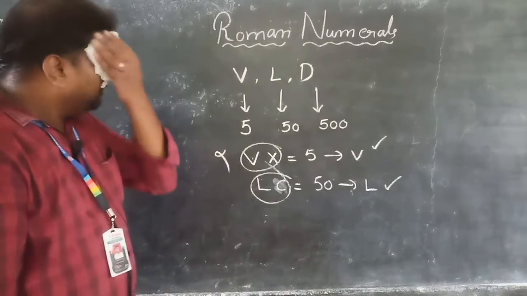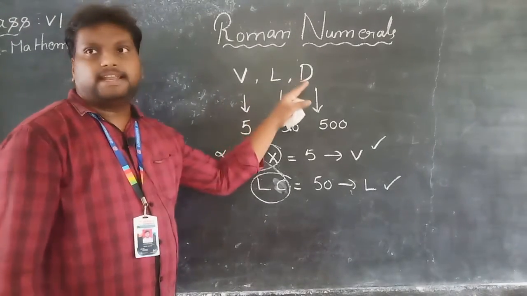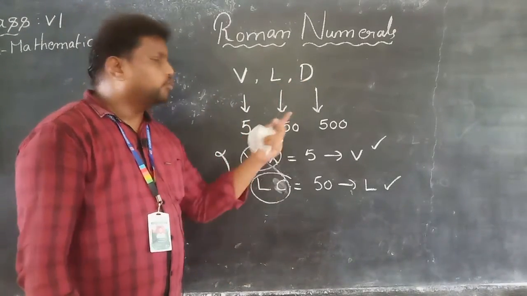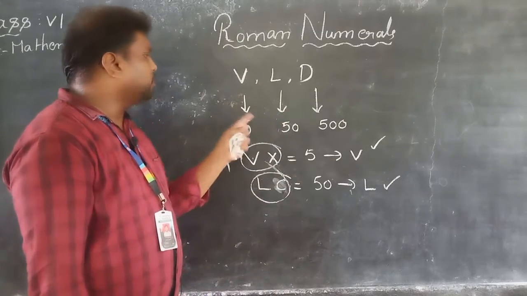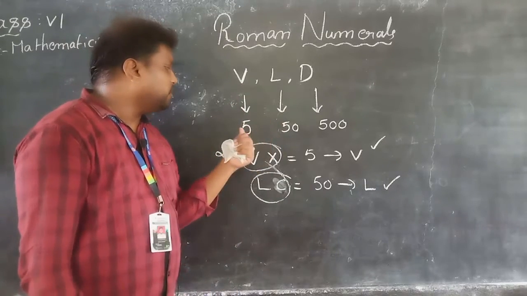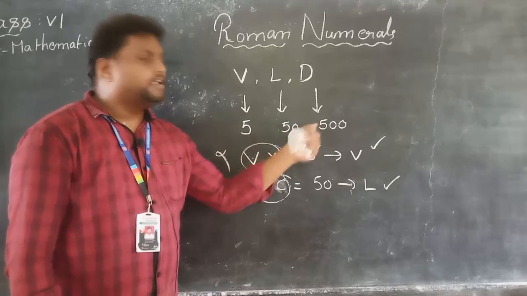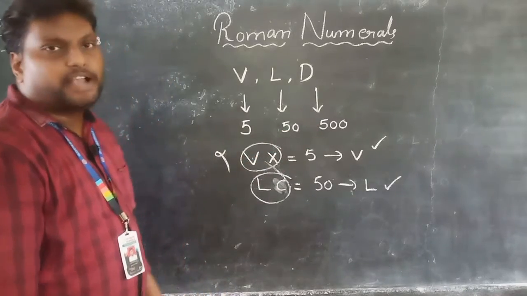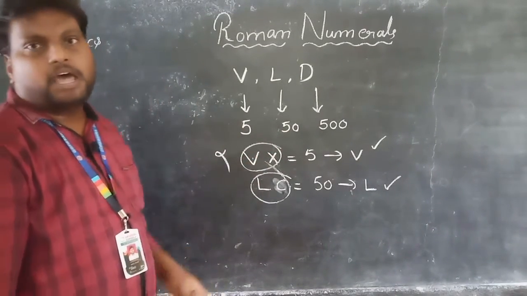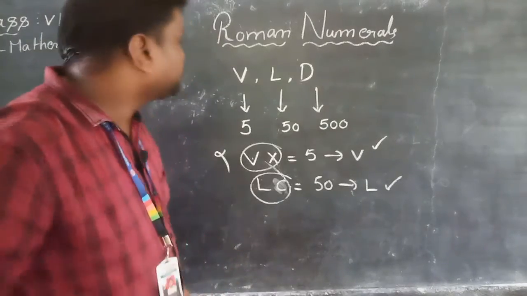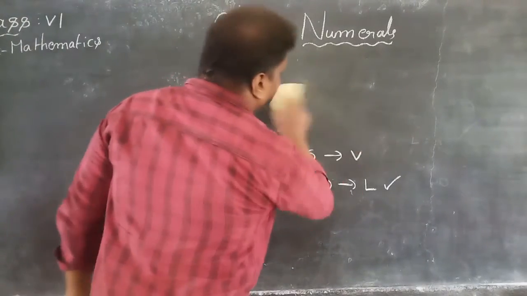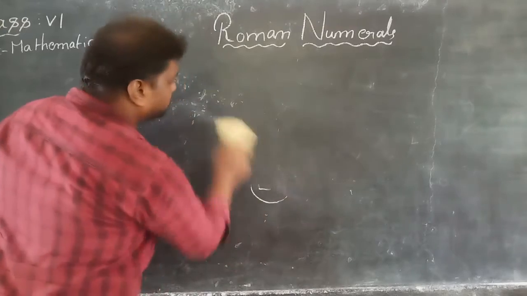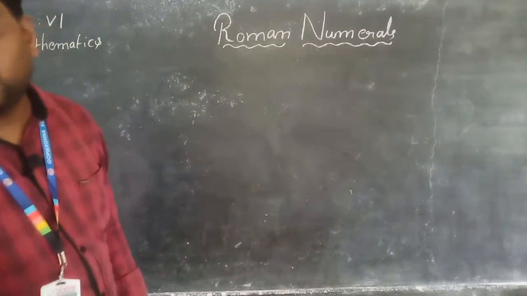Don't use V, L, D letters left side of the Roman numerals. Especially why? Because these are, see, observe a blind logic. This is 5, 50, 100. 5 values don't use left side of the Roman numeral. And some more rules. What is that?